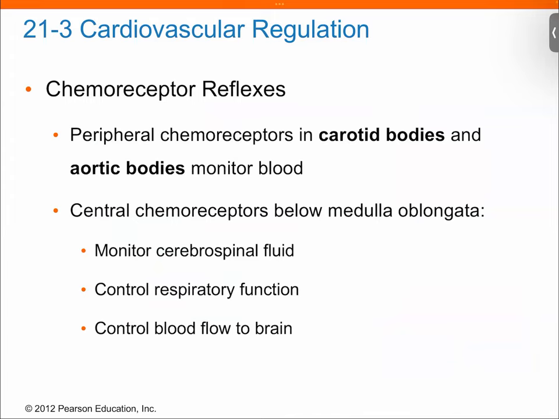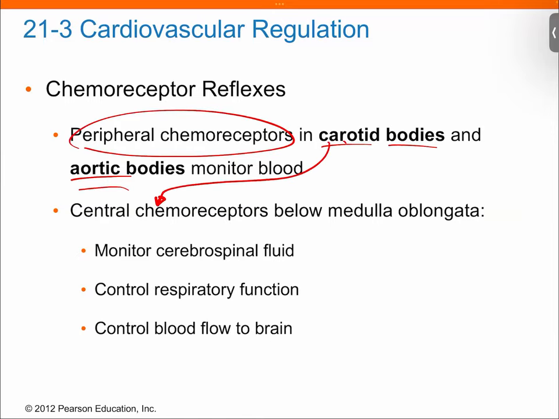So the chemoreceptor reflexes, these are similar in position, only we call them bodies. So there's a carotid body, again, at the carotids, measuring oxygen, CO2, and pH, and aortic bodies also. At the entrance into the aorta, you have these aortic bodies measuring oxygen, CO2, and pH. And then these guys, which are like peripheral chemoreceptors, are feeding into a central chemoreceptor, which can then be in communication with the cardiovascular centers.